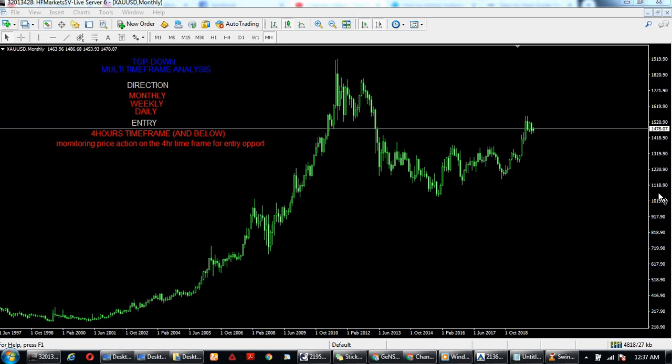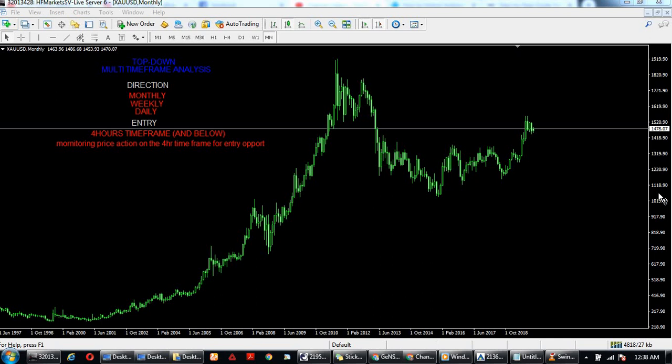Okay, take note guys, this is a top-down analysis and I'm giving you clues on how best you should and can analyze the markets, because the best analysis will most likely result in more winning trades. The better your analysis, the higher the chances your trades will end in profit.